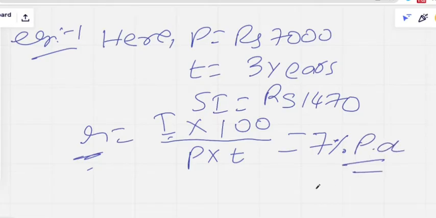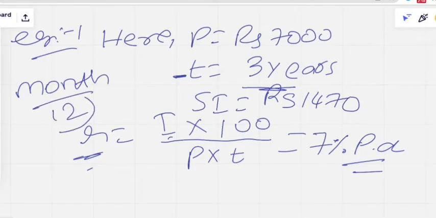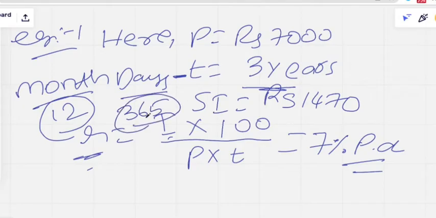We have a note here. Here the time is given in years, so there is no issue. If time is given in months, we divide it by 12. If time is given in days, we need to divide by 365. So this is the simple note I'm giving you.